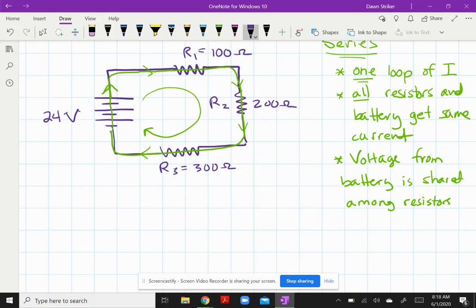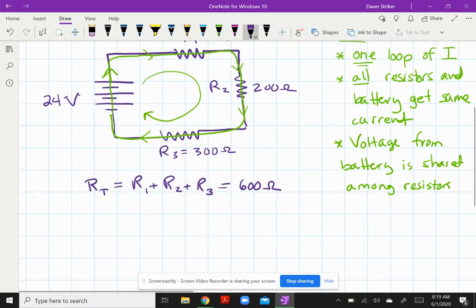The thing to remember about resistances in series is that to get the total resistance, you simply add them up. R1 plus R2 plus R3. And if I add 100 and 200 and 300, I get 600 ohms. Okay, very simple and straightforward.